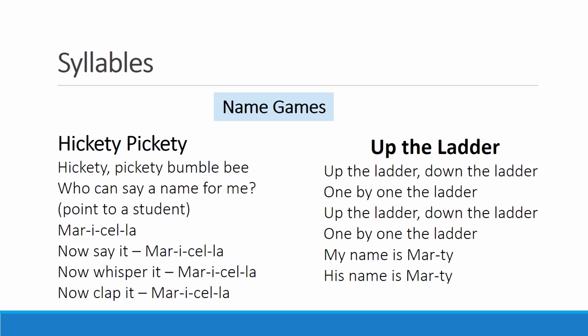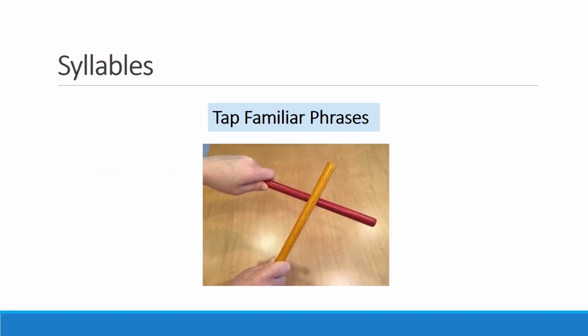Go around the circle until everyone has had a chance to segment their name into syllables. Similar to tapping or shaking words in a sentence, students can tap or shake syllables in short phrases. Again, use familiar phrases for fun, such as, that's what it's all about, and chicka chicka boom boom, will there be enough room?